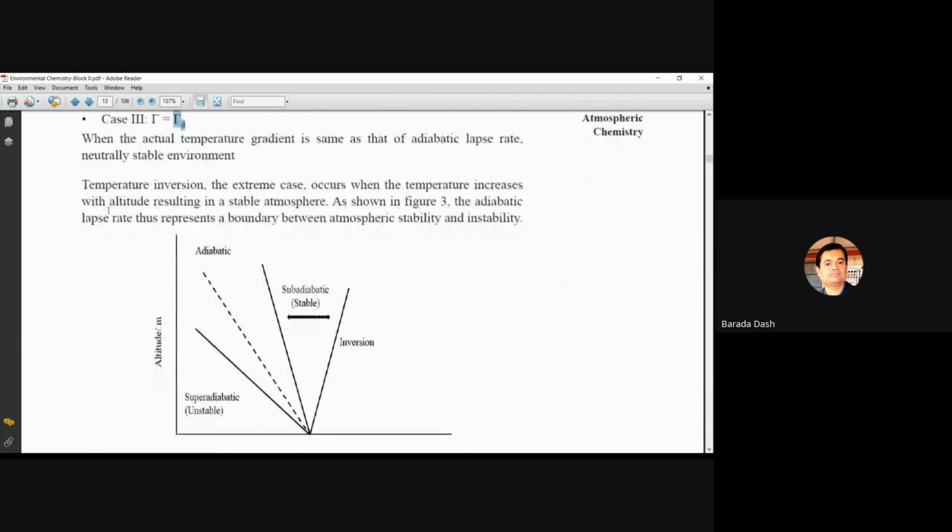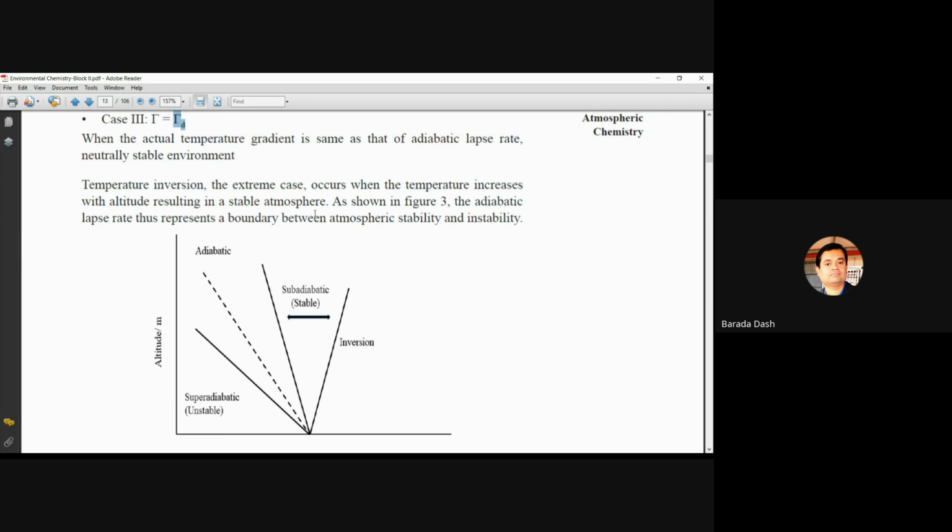Basically, temperature inversion, the extreme case, occurs when the temperature increases with altitude, resulting in a stable atmosphere.